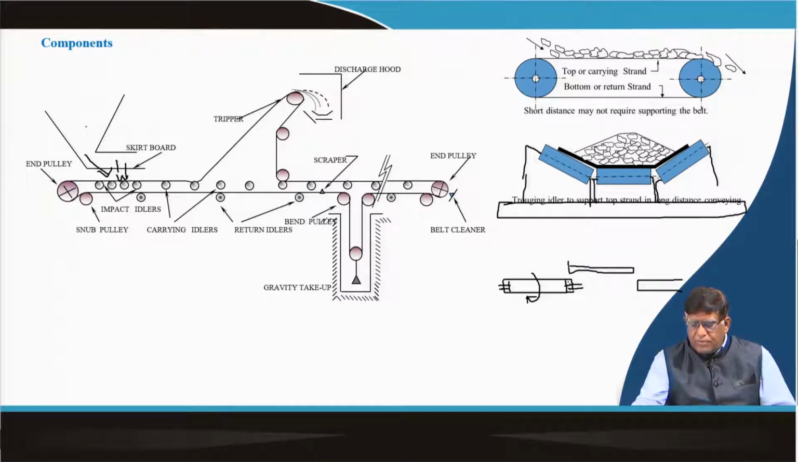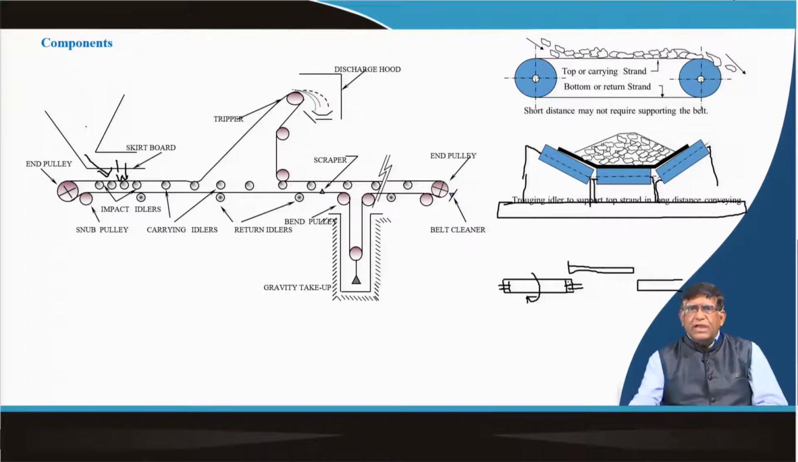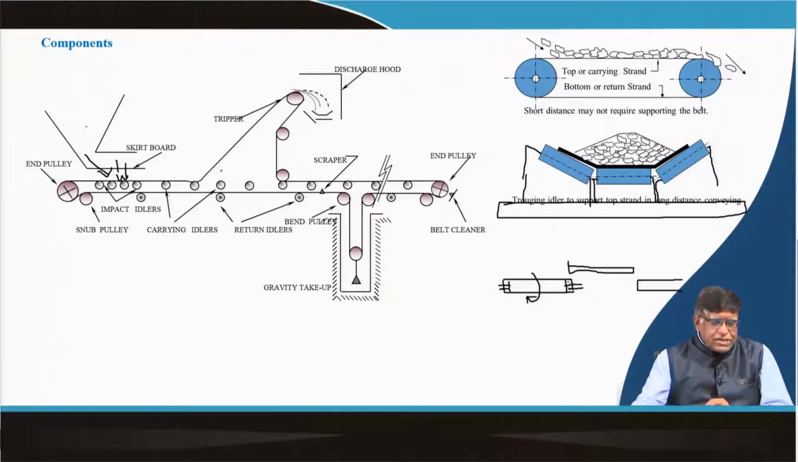So, if you see a plan view of these 3 idlers here, they can also be in this form. That means depending on whether it is your Garland idler or these idlers are placed like that. Now, when it is going, you have one idler here, and the material is dropped here, and this is called your tripper.